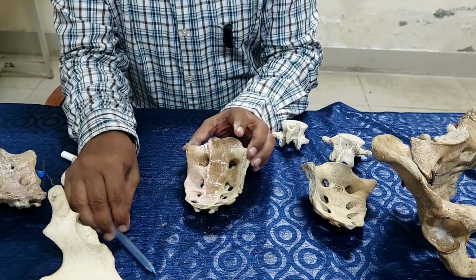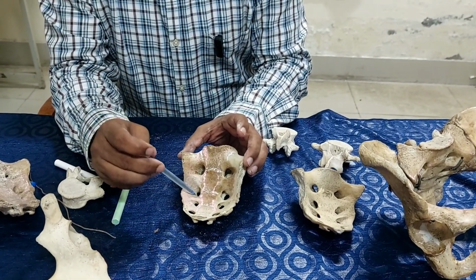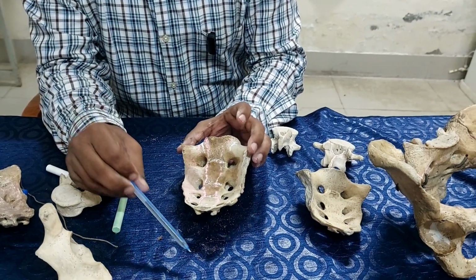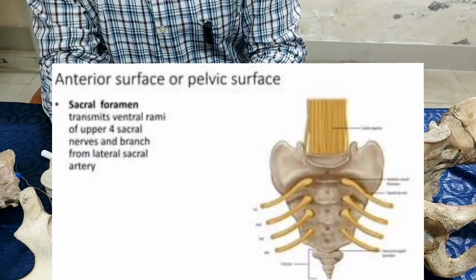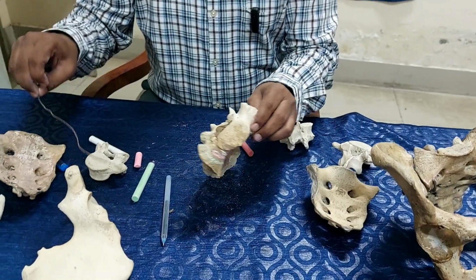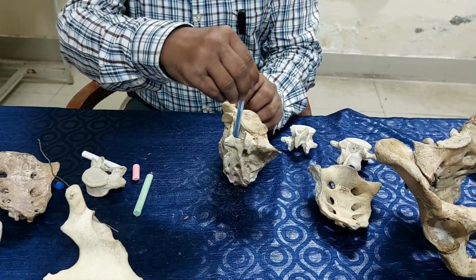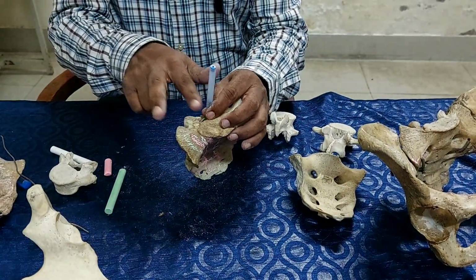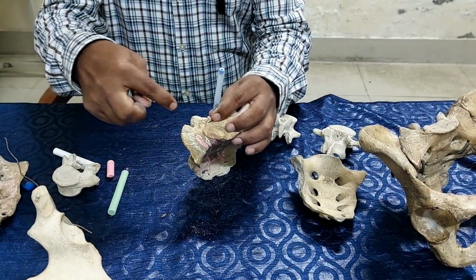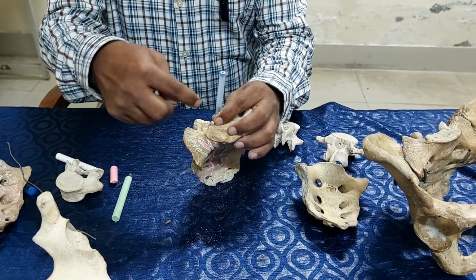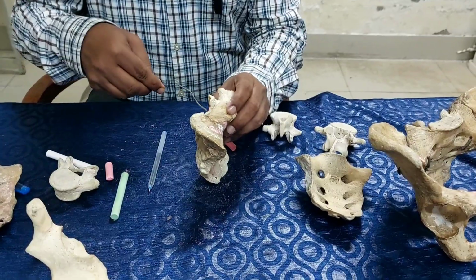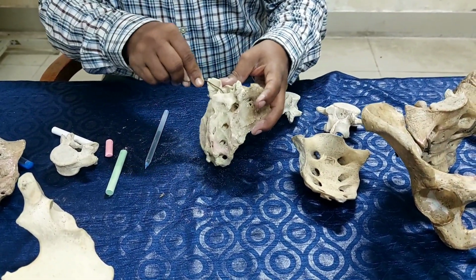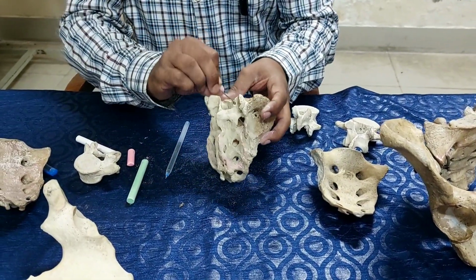And anteriorly, this foramen is called the anterior sacral foramen, through which pass the anterior primary rami of the sacral nerves, sacral 1 to sacral 4. And this canal is the sacral canal, from where the sacral nerve, when it comes out, divides into anterior and posterior rami. So the anterior rami will come out through this anterior sacral foramina, and the posterior rami will come out through the posterior sacral foramina, like this.